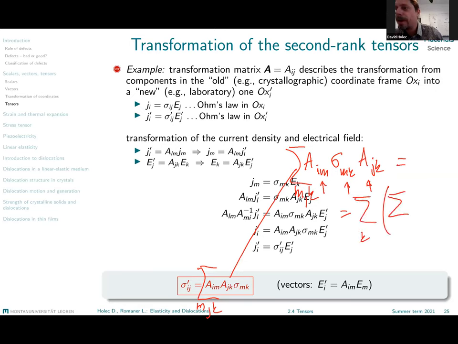Here I have the sum over m, a_im sigma_mk times a_jk. Now if you look at this inner sum that we have here, this looks like matrix multiplication. We have a repeating index, and the indices are next to each other. That means the first matrix goes over the different columns, whereas the second matrix goes over the different rows. So this is matrix multiplication.